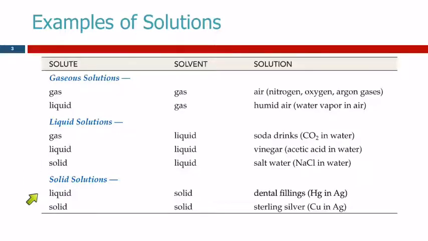And we can also have solid solutions, where you have a liquid dissolved in a solid or solids dissolved in other solids. An alloy is a homogeneous mixture of different metals. It's actually a solid solution of different metals. So sterling silver is copper dissolved in silver. Dental fillings are mercury, a liquid, dissolved in silver. And you can also have gases dissolved in solids. Those are just examples of solutions.